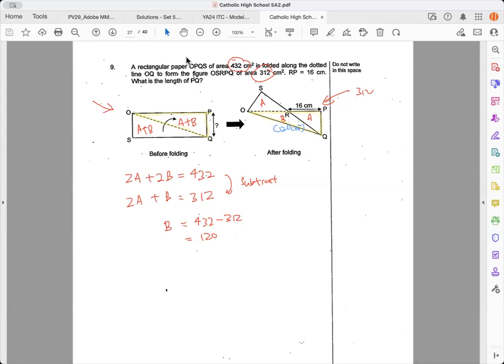Now I'm going to use this statement to find what is 2A. So 2A is equal to 312 minus B, which is 120. So 2A is equal to 192. 1A is equal to 192 divided by 2, which is 96. So this is 96. This is 96.